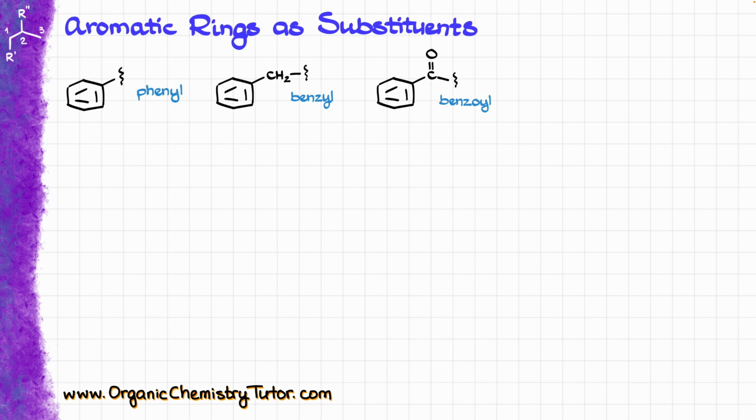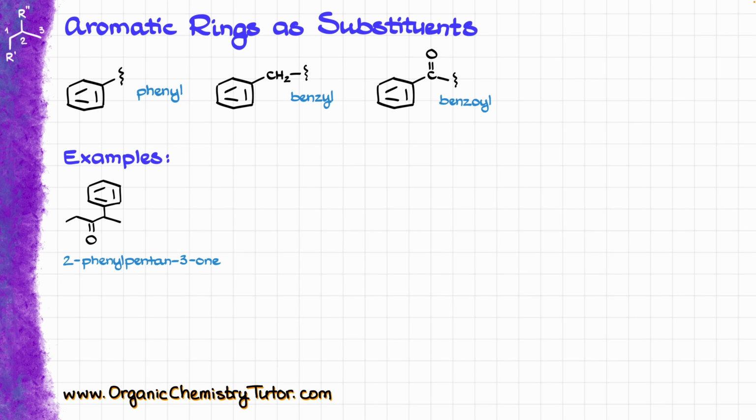Next, if there is a CH2 group connecting your aromatic ring to the rest of your molecule, that one is the benzyl group. And if it is a carbonyl connecting your aromatic ring to the rest of the molecule, that is a benzoyl group. So, for instance, here I have a molecule.